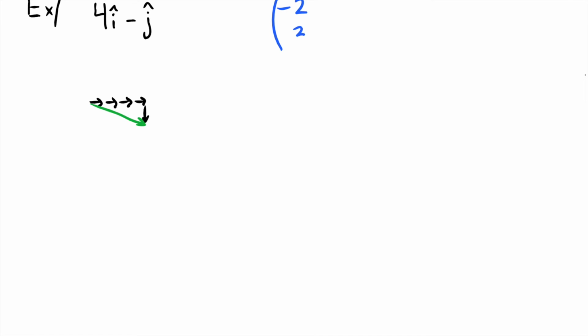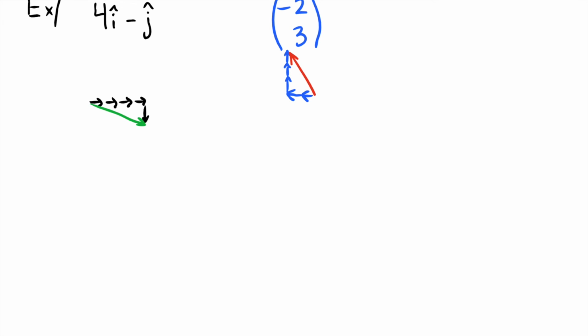So let's draw vectors using both types of notation. A vector 4i minus j is a vector that goes 4 units to the right and a single unit down. So that vector would look something like this. If I asked you to draw the vector (-2, 3), then that means I'm going 2 units to the left and 3 units up. And then this would be the resultant vector going in that direction.